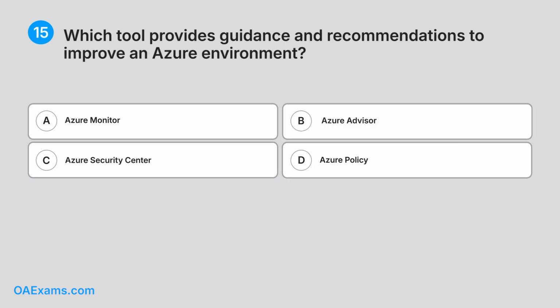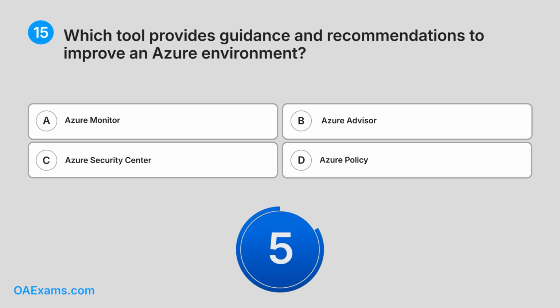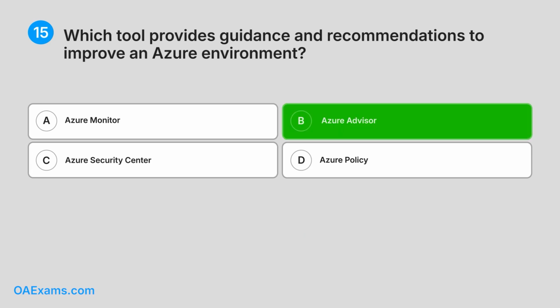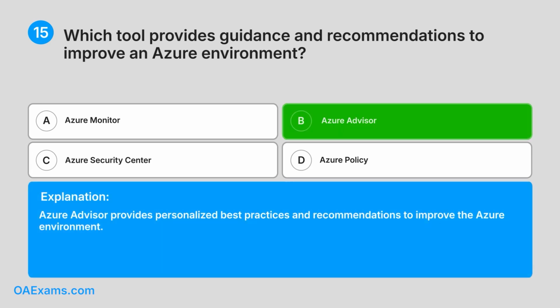15. Which tool provides guidance and recommendations to improve an Azure environment? A. Azure Monitor. B. Azure Advisor. C. Azure Security Center. D. Azure Policy. Do you know the answer? Correct answer: B. Explanation: Azure Advisor provides personalized best practices and recommendations to improve the Azure environment.